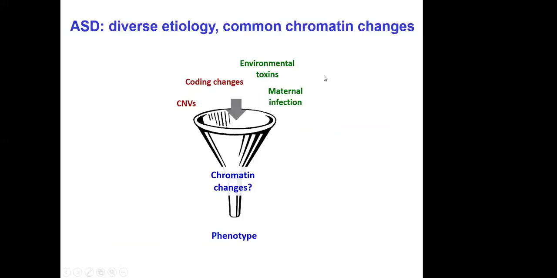So to summarize, this is our model. Autism spectrum disorder is highly diverse in terms of etiology. Sorry? Sorry, it took me a while to unmute.